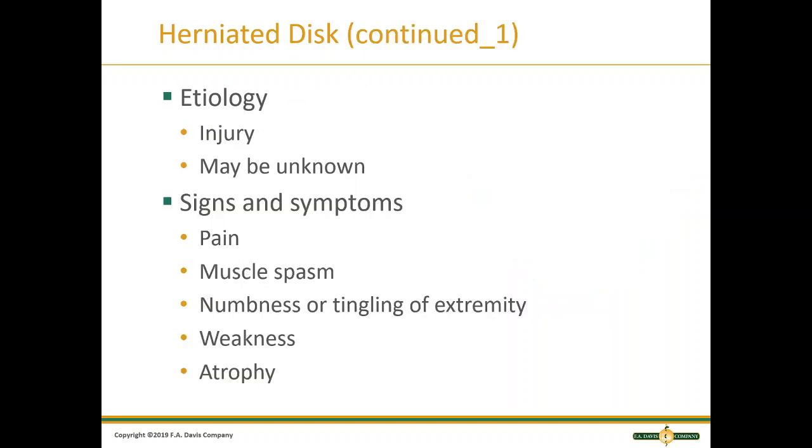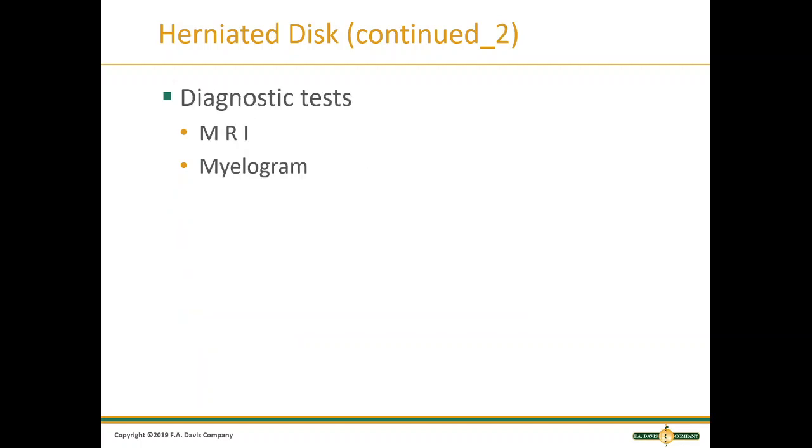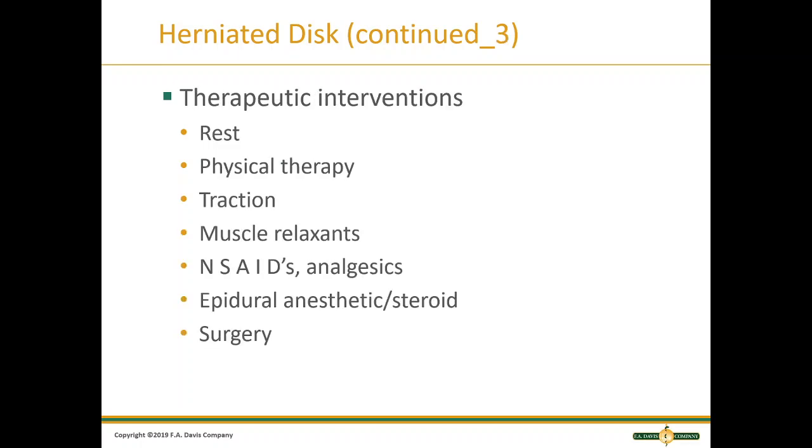Cervical, it's a very common thing that happens to people. They get herniated discs. It can be injury or it can be unknown origin. You'll have pain, muscle spasm, numbness, or tingling of the extremity because it's cutting off the nerve, right? So weakness and atrophy can develop. We can check this with an MRI and a myelogram to find out if it's there, where it's at, how severe. Therapeutic interventions: rest, physical therapy, traction, yes, that can be with severe herniated discs.